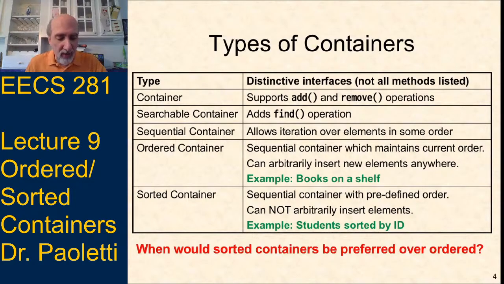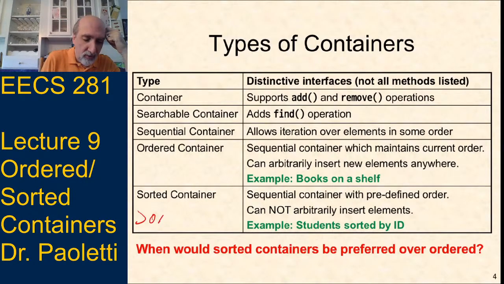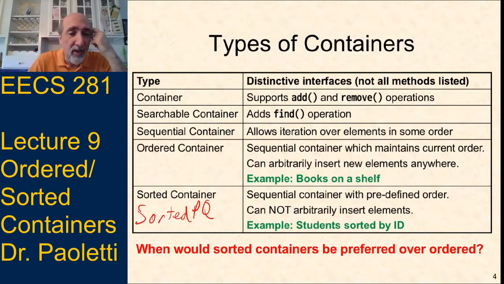And then a sorted container, it says a sequential container with a predefined order. So not only does adding something keep everything not added in the same relative order, the new element must be in sorted order. So examples of these last two, we said books on a shelf. The second one says students sorted by ID. A better example of a sorted container would be, well, project 2. Sorted PQ is a sorted container.